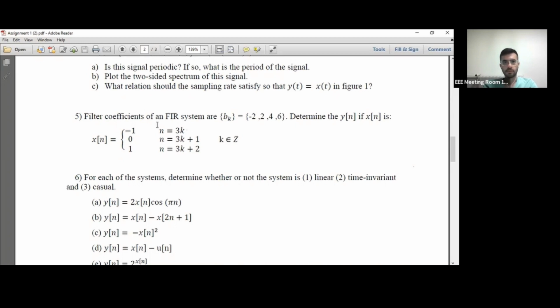The filter coefficients of an FIR system are -2, 2, 4, and 6. Determine y of n if x of n is this one. So our input signal is -1 for 3k, 0 for 3k plus 1, and 1 for 3k plus 2. So if we put k as 0, that would be 0, 1, 2. And it repeats. So 0, 1, 2, 3, 4, 5, and goes on.